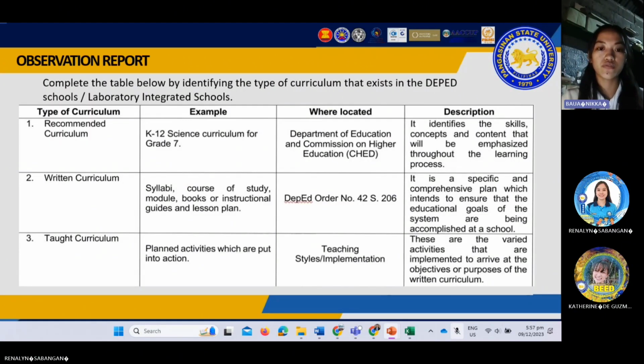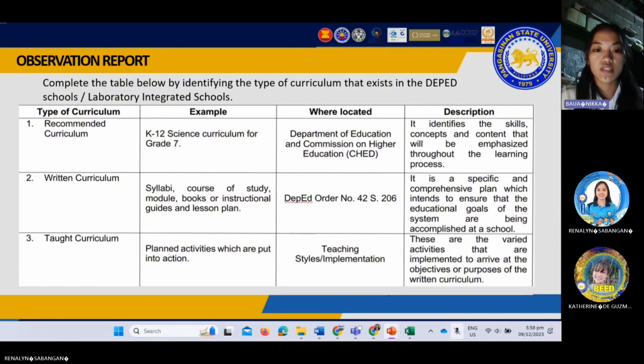So here's our observation report. Complete the table below by identifying the type of curriculum that exists in the DepEd schools or laboratory integrated schools. So we have here the 7 types of curriculum, and number one is recommended curriculum. An example of this is the K to 12 science curriculum for grade 7, and it is located in the Department of Education and Commission on Higher Education or CHED. The description of this is it identifies the skills, concepts, and content that will be emphasized throughout the learning process. So number two, written curriculum.